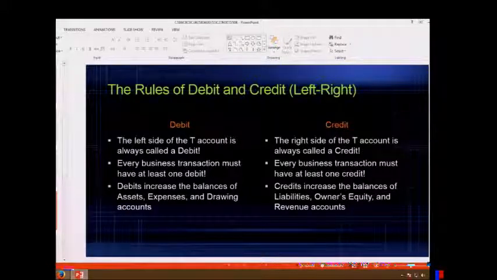You have to have at least 2 transactions. You have to have a debit and a credit, and they have to balance one another. Those are your rules that we're working with.